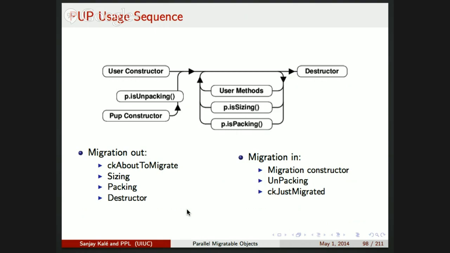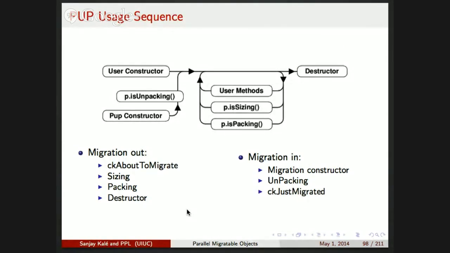Then it will size the application, so it will figure out how much data there is to be serialized. It will allocate a buffer for that, pack the data into that buffer, and then, if it's actually migrating the object rather than just checkpointing it, it'll call the destructor. And then on the receiving side, if an object is immigrating to a processor or is being restored from a checkpoint, then that's where that CkMigrateMessage constructor gets called.